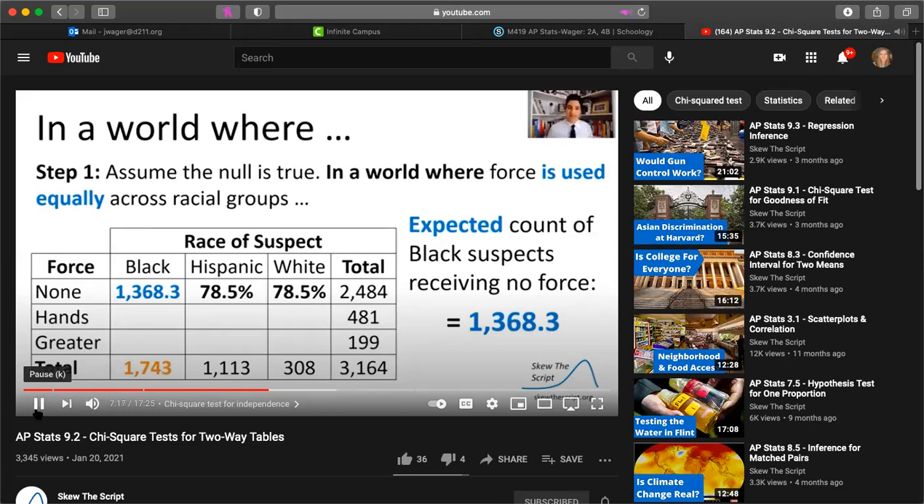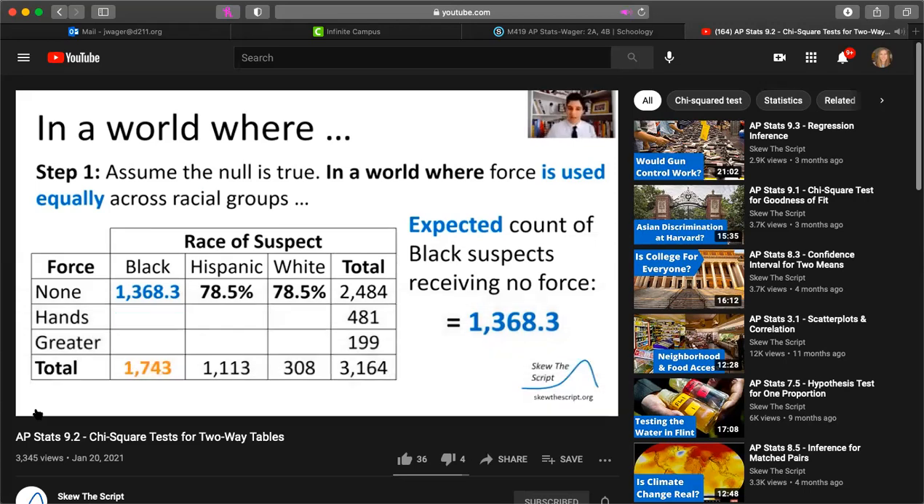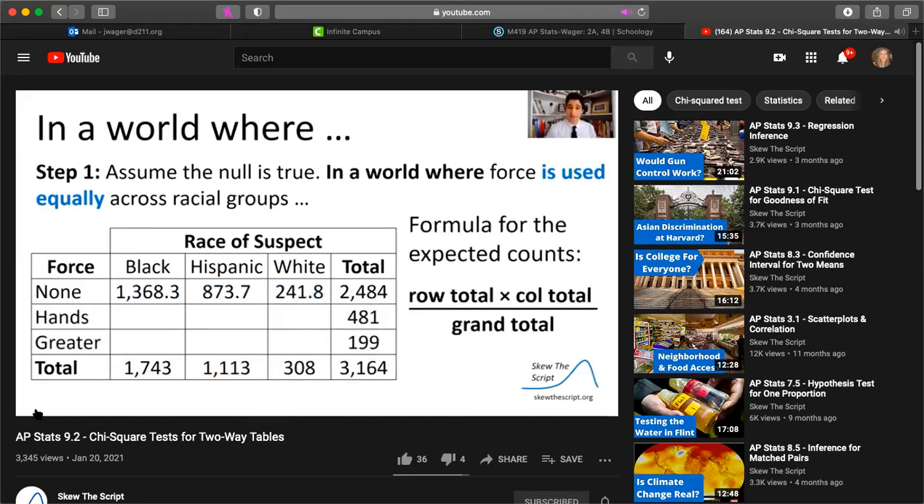That's the number of black suspects we'd expect to receive no force given how many were stopped. And we do that for each racial group here. For Hispanic suspects, we get this number. For white suspects, we get this number.